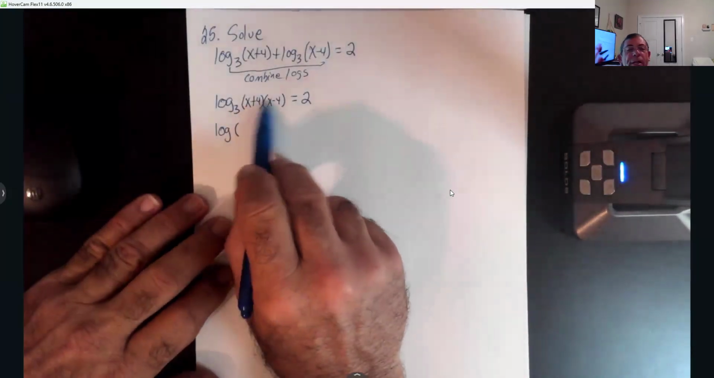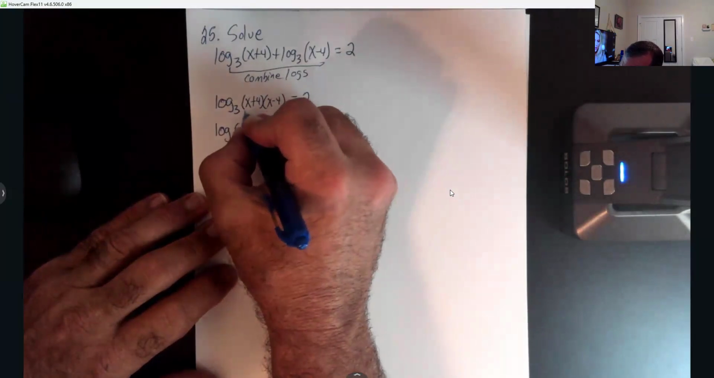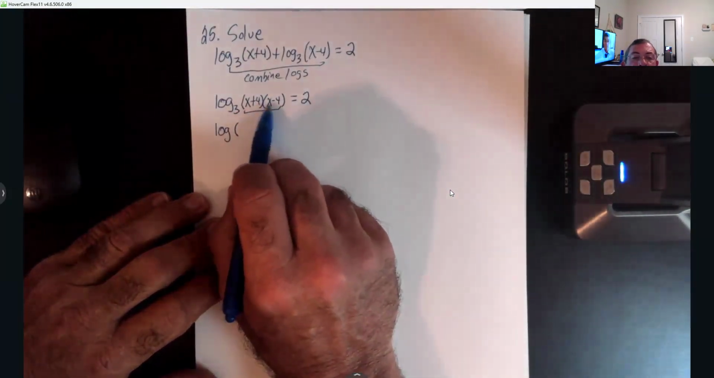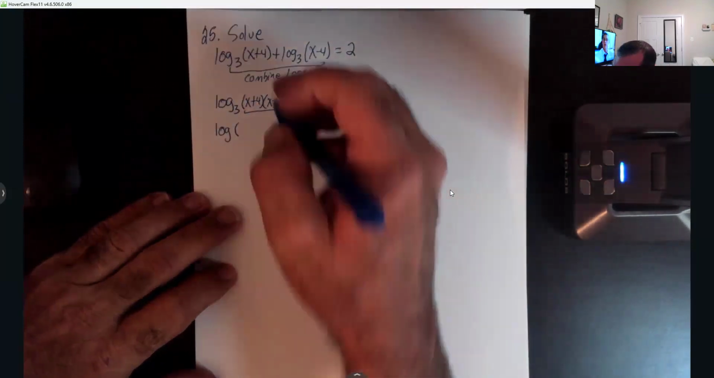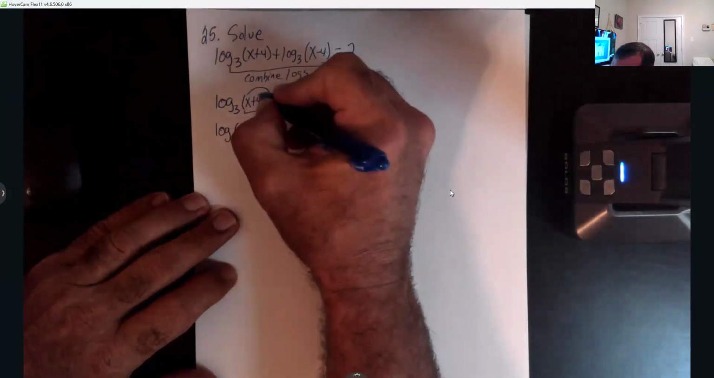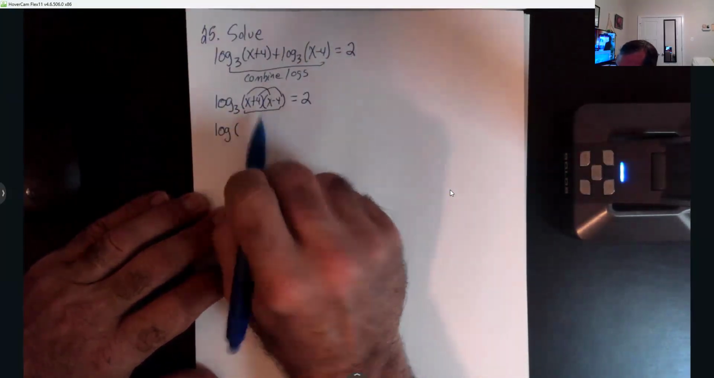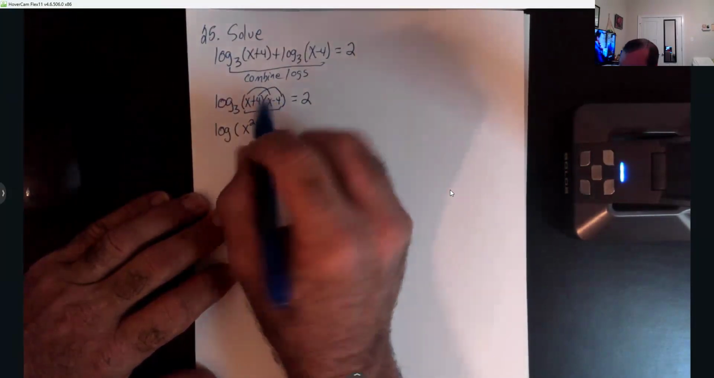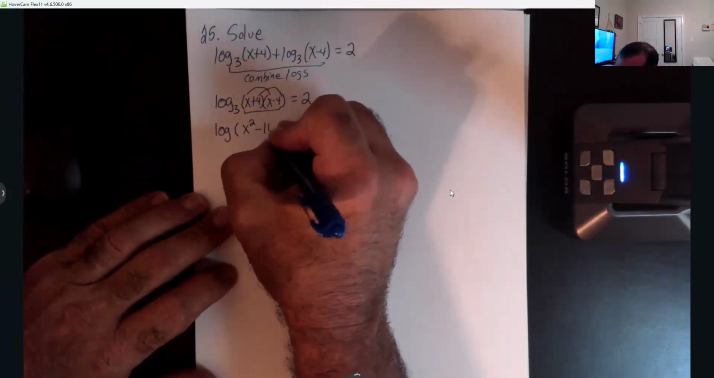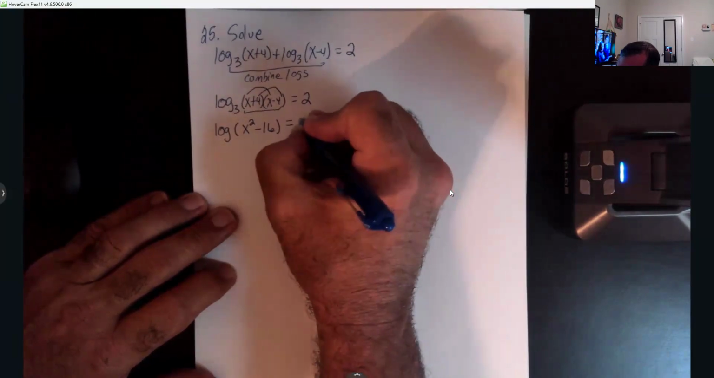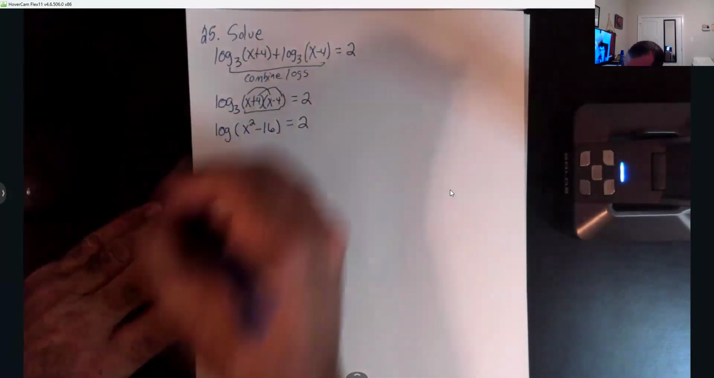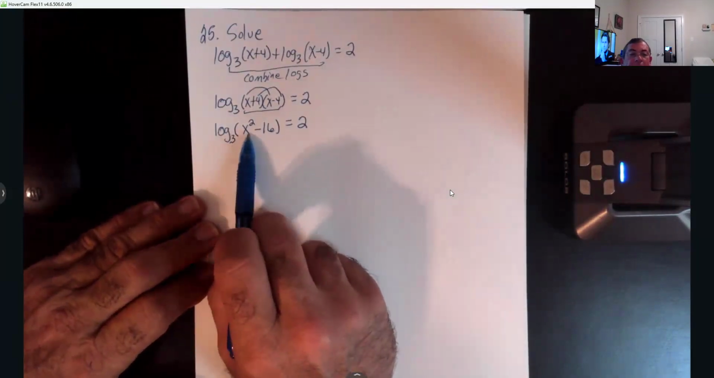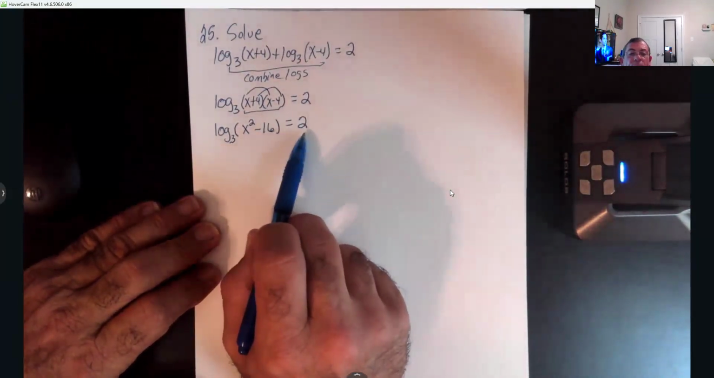And I'm going to go one step further and actually multiply this stuff. Now, conjugate pairs, I got to FOIL this, but since they're conjugate pairs, I get the shortcut. I can do x times x and get x squared, and then 4 times -4 gives me -16, all equal to our 2. So now I got log base 3 of x squared minus 16 equals 2.